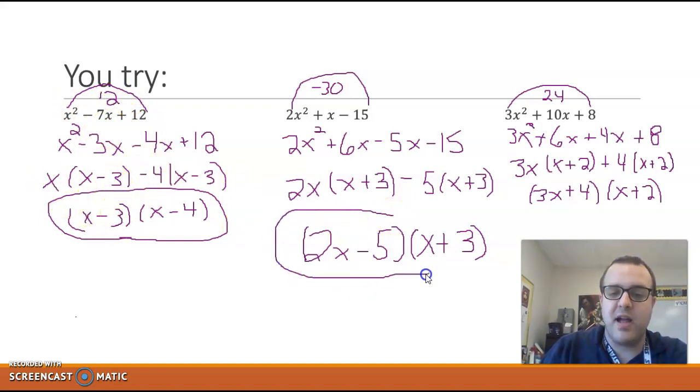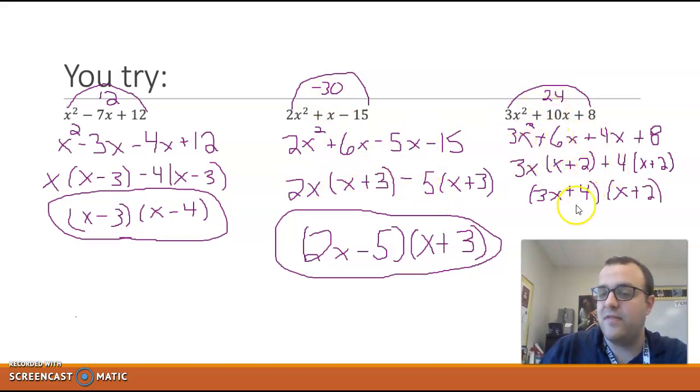Over here, I got 2x minus 5 times x plus 3. Okay, 2 times negative 15 is negative 30. 6 and negative 5 will add to 1 and multiply to negative 30. And then I took out a 2x and a negative 5. And then over here, same thing. 3 times 8 is 24.